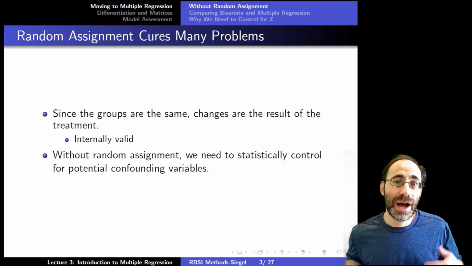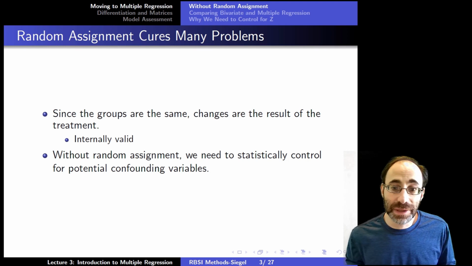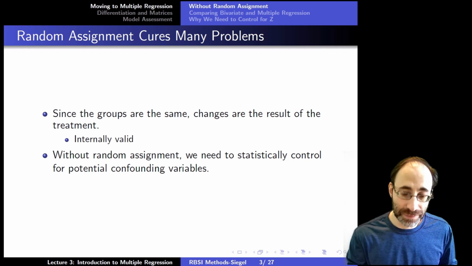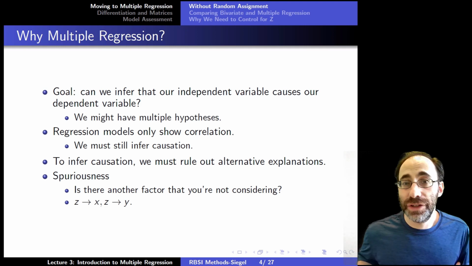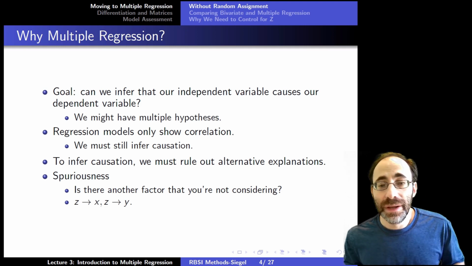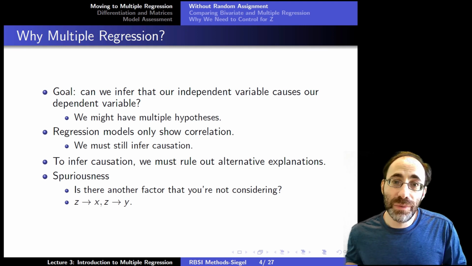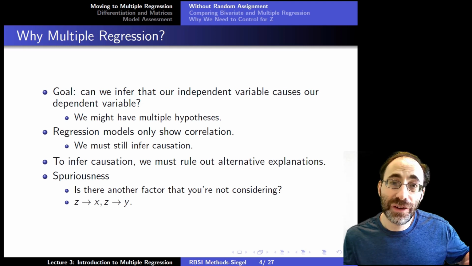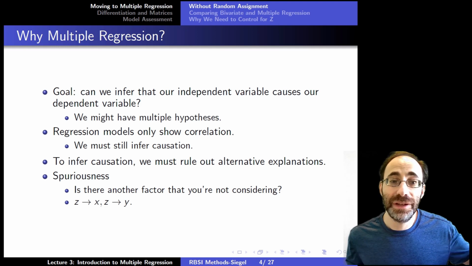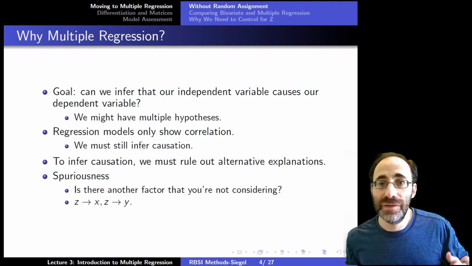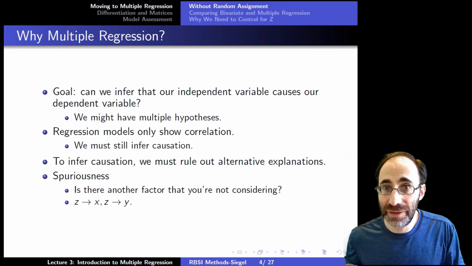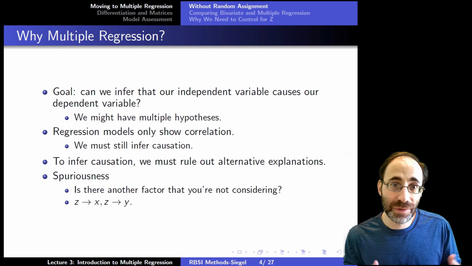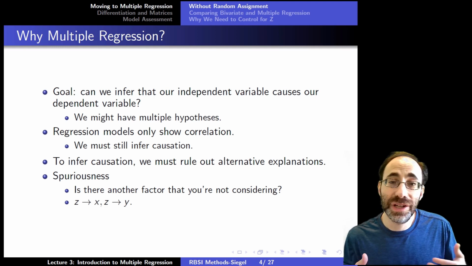Now, we're focusing here on observational data in which we don't have random assignment. Because of that, we must statistically control for potential confounding variables. So we're going to do that with multiple regression. Now, why use multiple regression? Well, we might have multiple hypotheses, and we're trying to infer that each of our independent variables in our hypotheses causes some dependent variable. Or we might have one primary independent variable of interest in one hypothesis, but think there are many confounders, many things that might alter our ability to make assessments of causality.